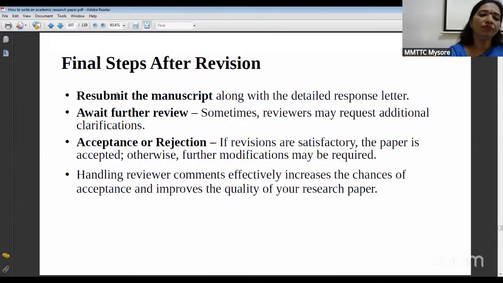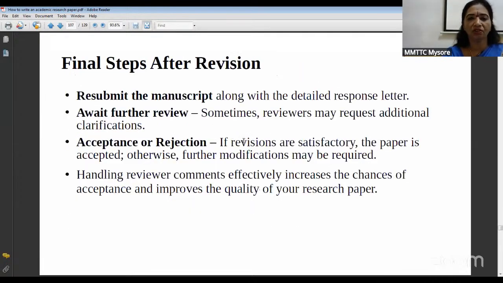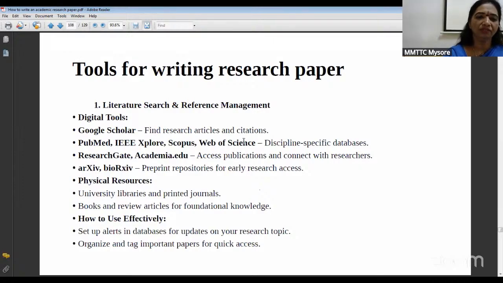Okay. So after you address all the revision comments, you can resubmit the manuscript and await further review. Then you will know whether your revision is satisfactory to the editor and the reviewers, and finally one day you will get a mail that your paper has been accepted. Then you will be very, very happy.